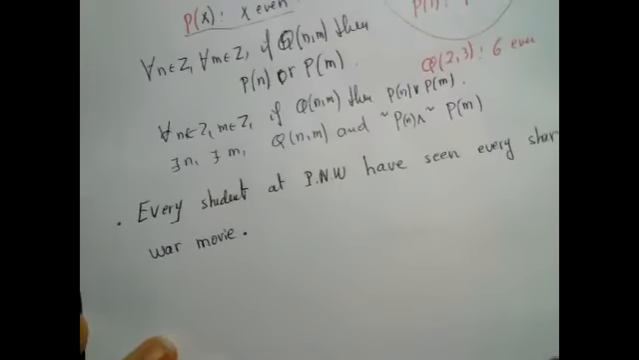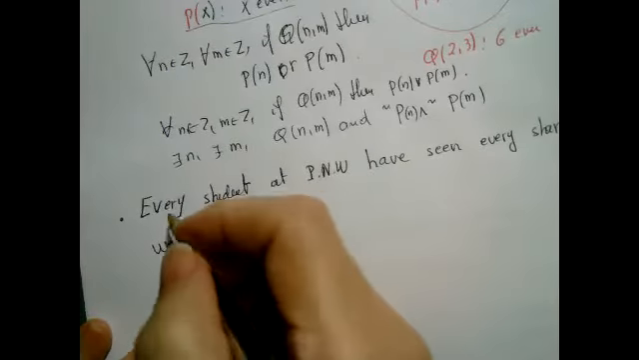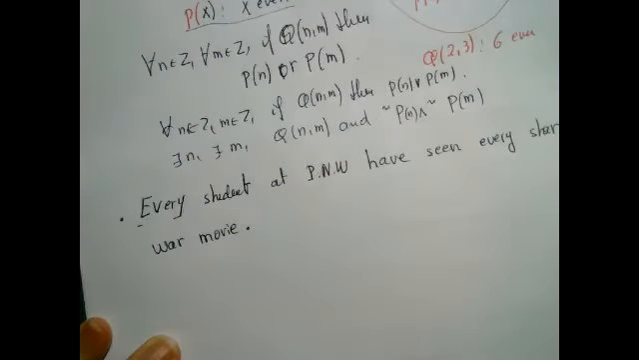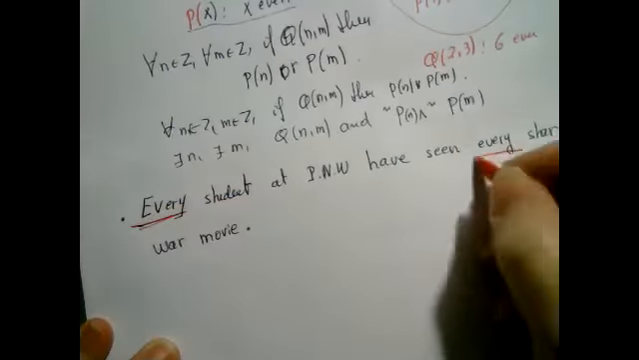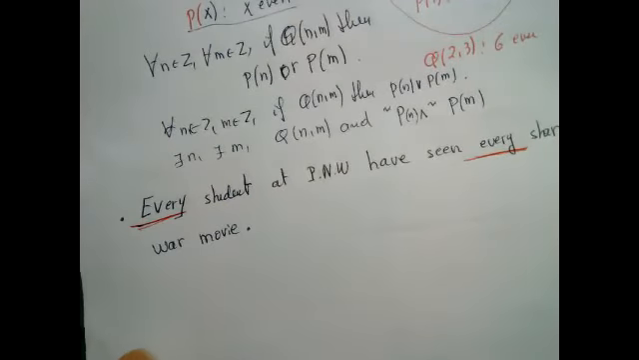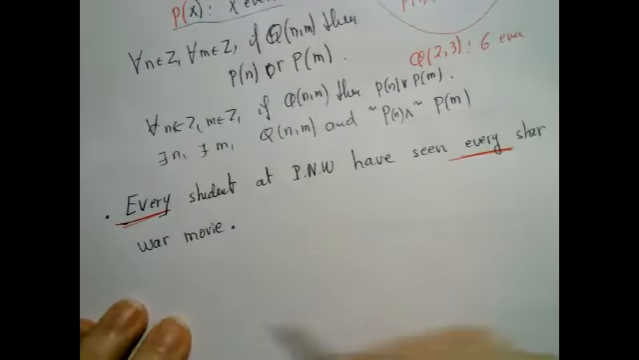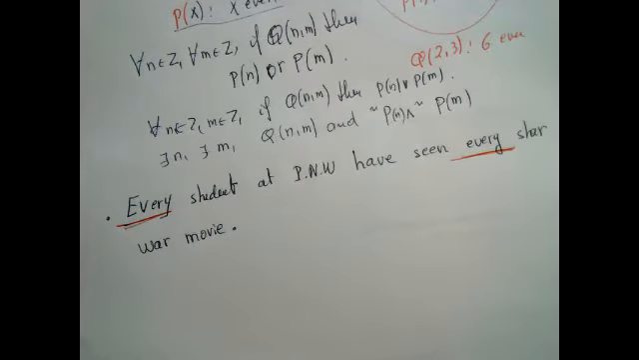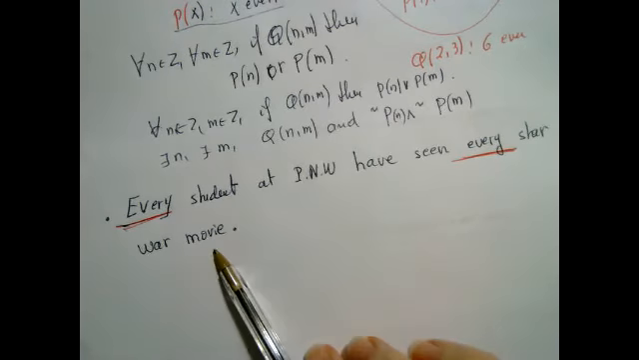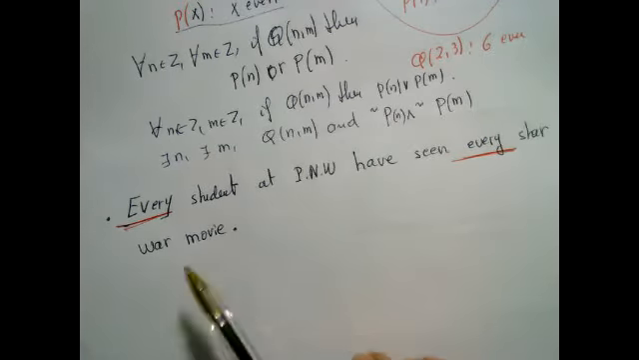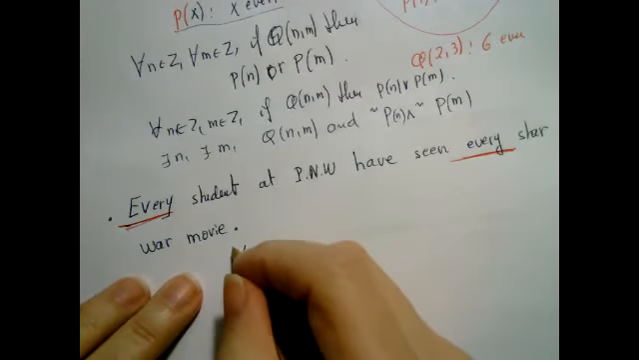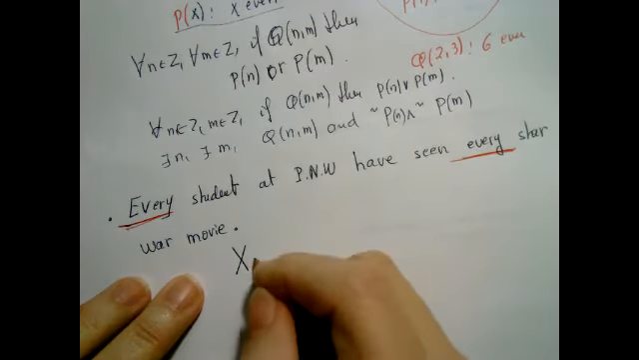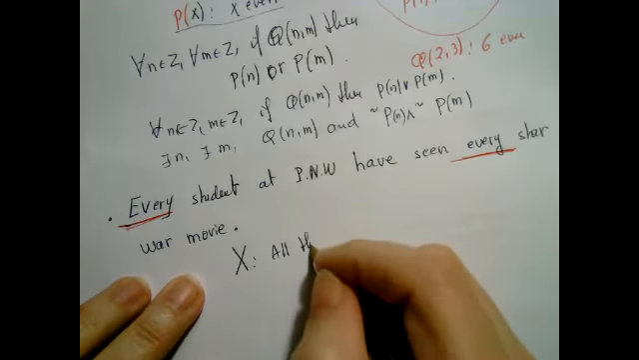Okay. Right, problem number 2. Every student has seen every Star Wars movie. So I already have 2 quantifiers. Domain. How many domains are we going to have for this problem? What's varying here? Student and Star Wars movie. So in this problem, I need to have 2 domains: X, all the students, and M, all the Star Wars movies.